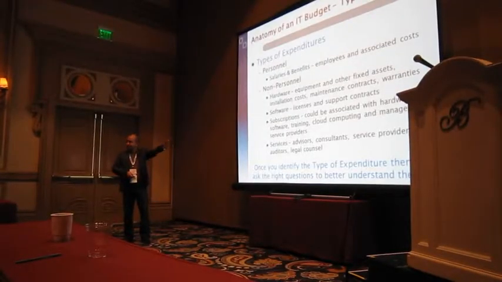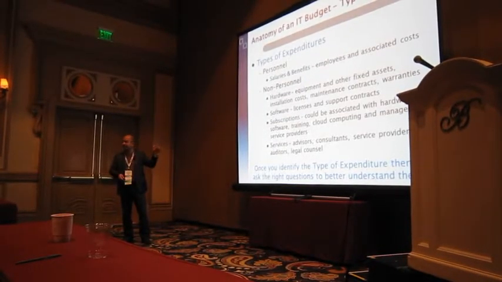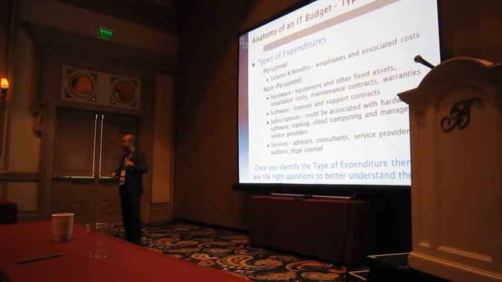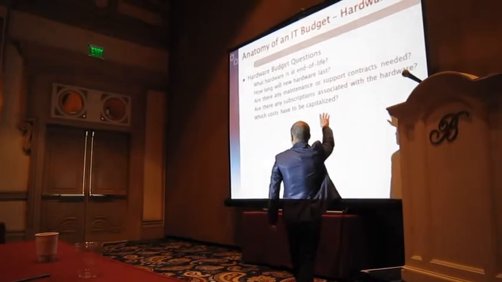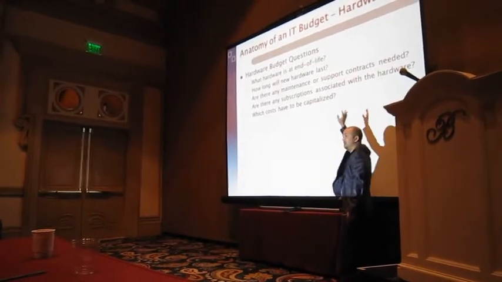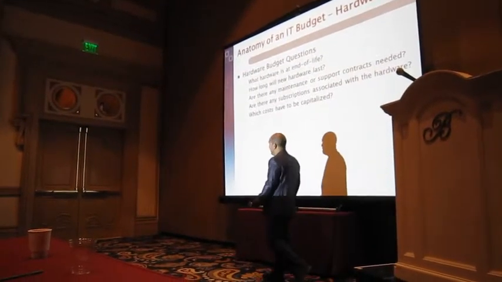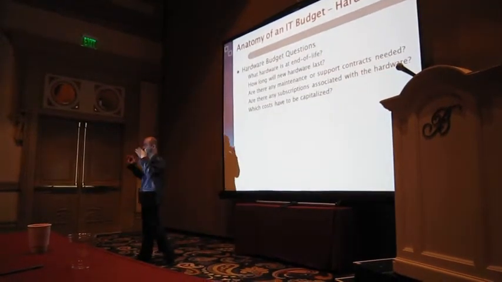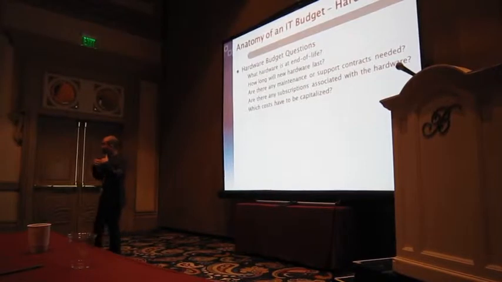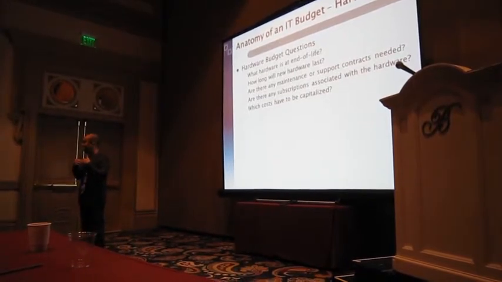The reason we do this is once you identify the different types of expenditures, that's going to tell you how to handle it. Hardware budget, this one's normally pretty easy for everyone. What hardware is at end of life? How long will it last? Are there any maintenance contracts? Increasingly, maintenance contracts are getting paired in with hardware. You've actually been seeing this for years and years now.